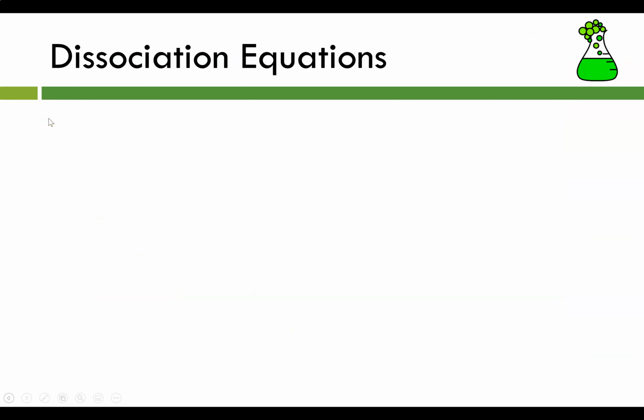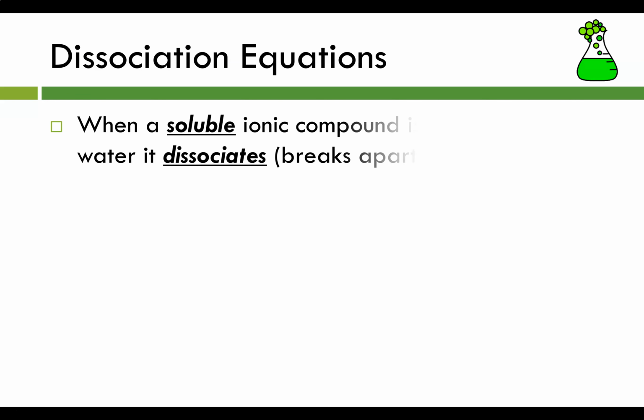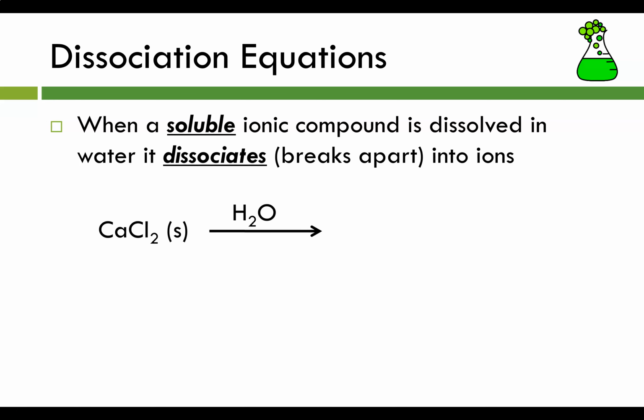All right, so we're going to start by writing dissociation equations. And just to clear up some terminology, when a soluble ionic compound is dissolved. A compound that is soluble will dissolve in water. For example, oil doesn't dissolve in water. We'd say it's insoluble. When a soluble ionic compound is dissolved, it will dissociate, or break apart, into ions.